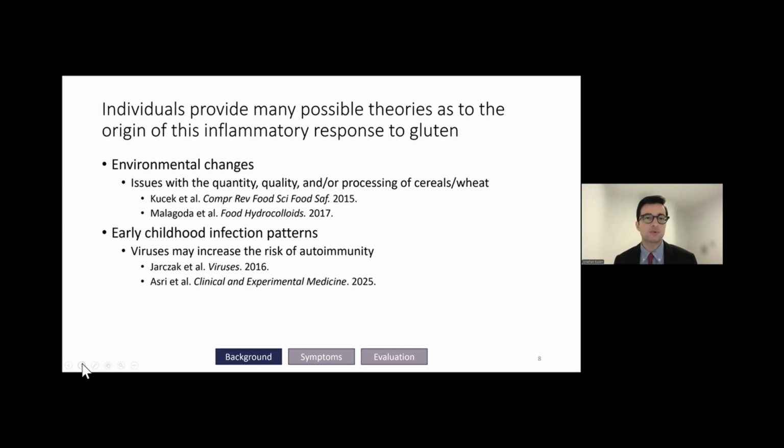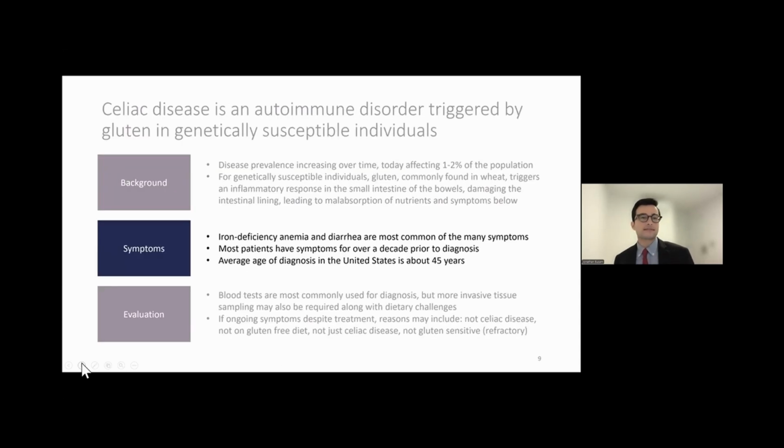And that's led to a lot more of this inflammation, and the folks who are genetically susceptible are more likely to develop this inflammatory response. And then there's also been some research that looks at early childhood infection patterns. There are thoughts that there are various viruses that, when kids do get infected with them, increase the risk of autoimmunity, so the immune system becomes primed to start attacking some things. That also may be leading to why we're seeing more and more celiac disease over time. I've included here a variety of studies that talk a little bit more about this, but that essentially concludes a lot of the background of celiac disease.